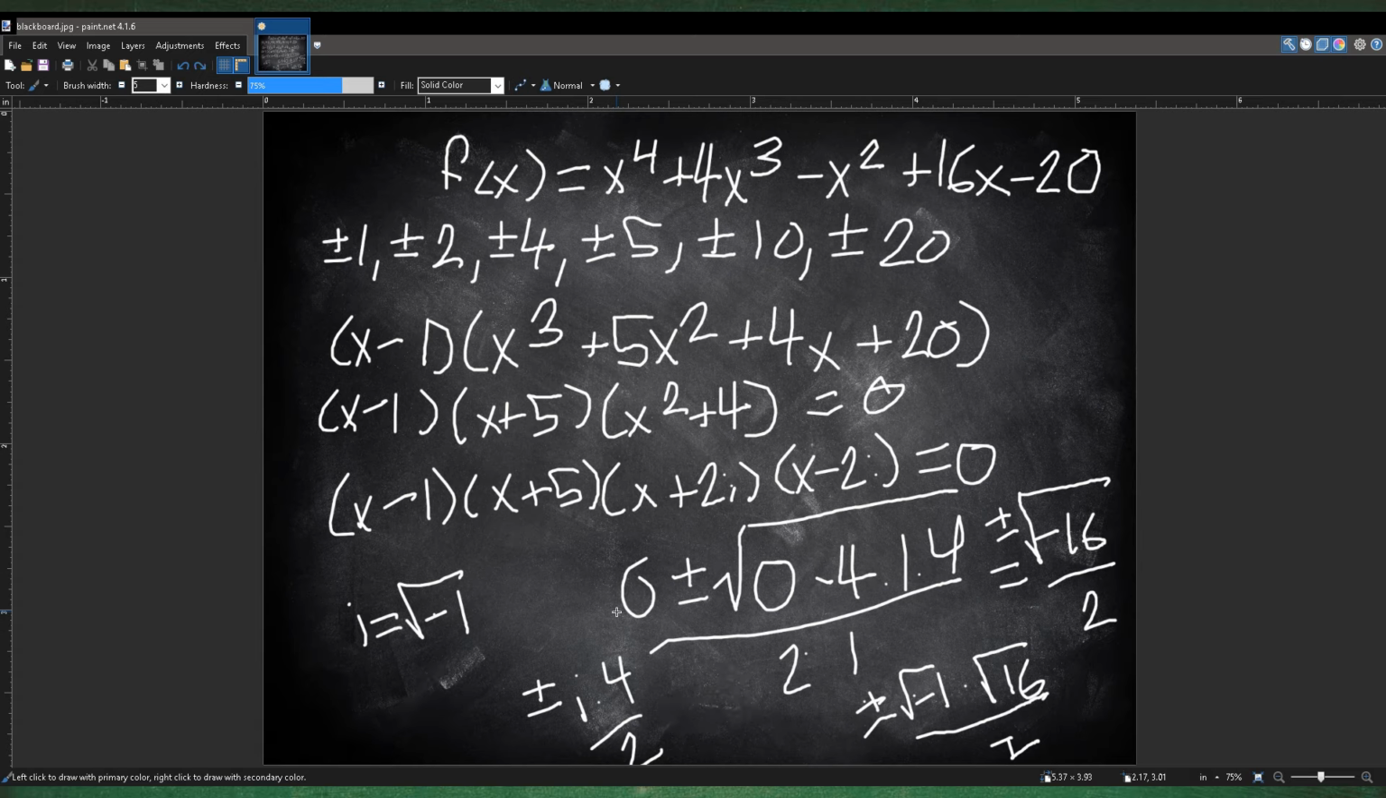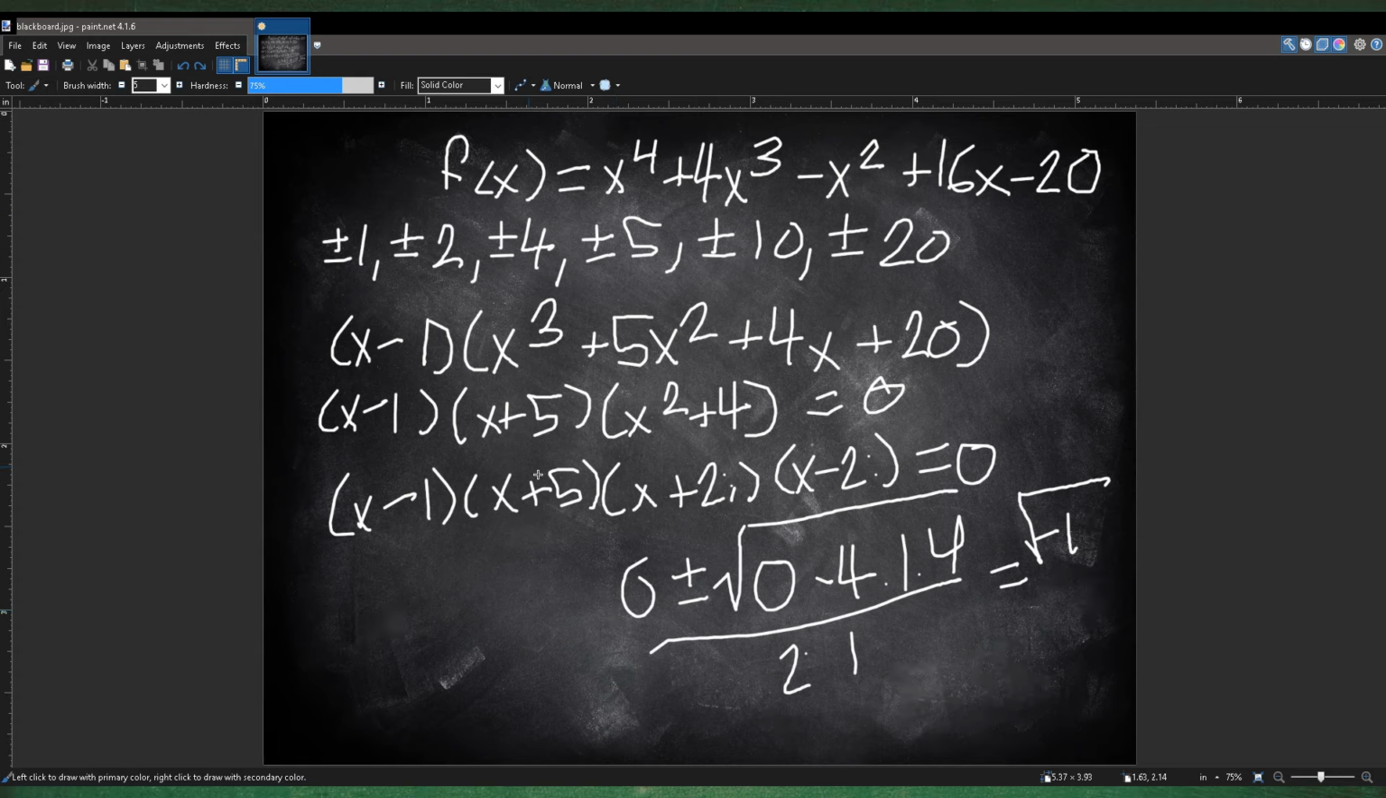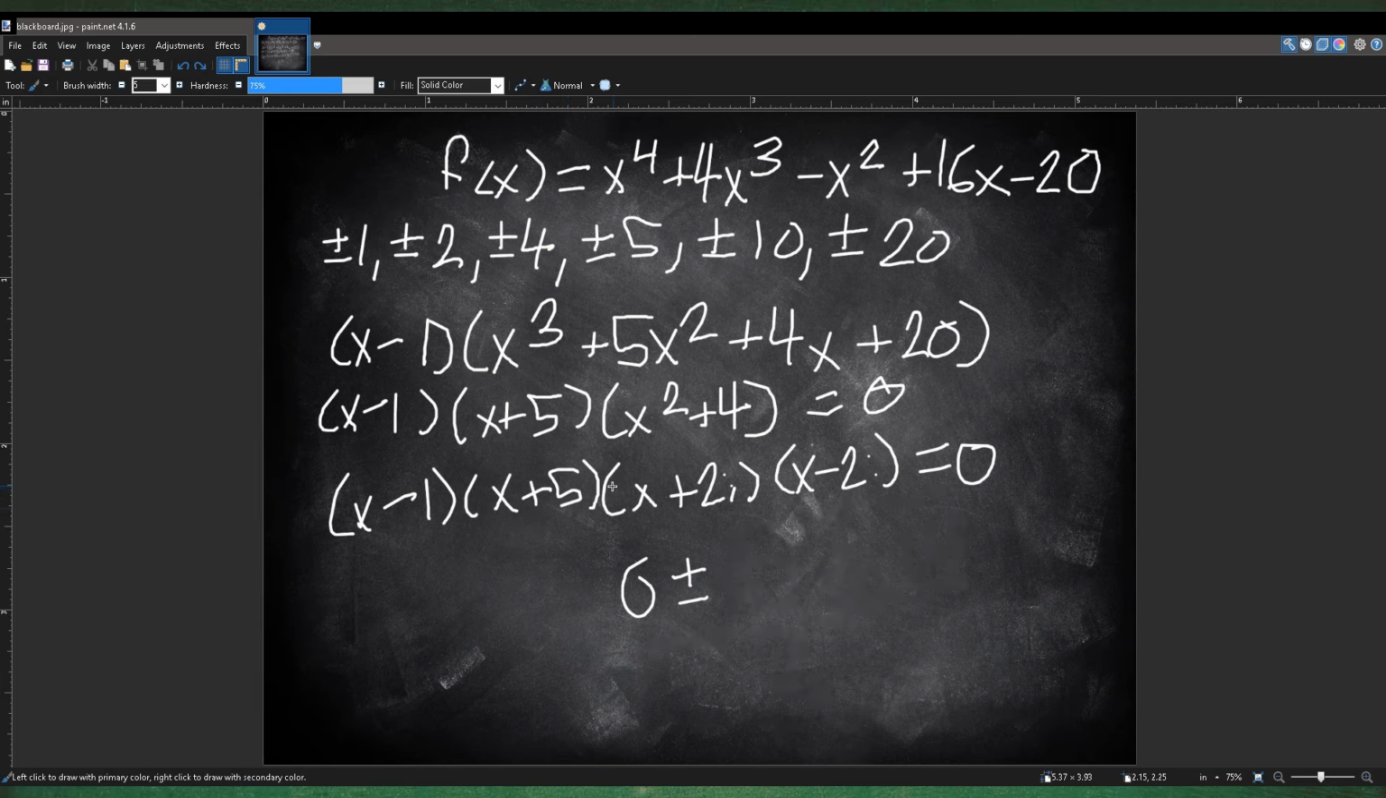You just use the quadratic formula if you want to look for any roots. If it has a negative square root, just take out the negative and substitute it with an i, and just get the i factors, I guess.